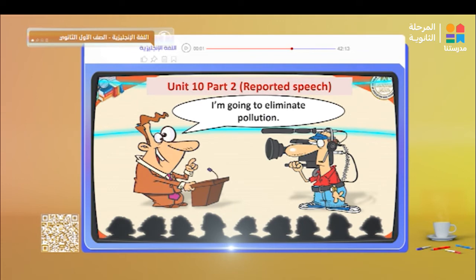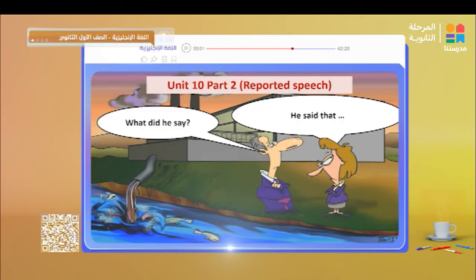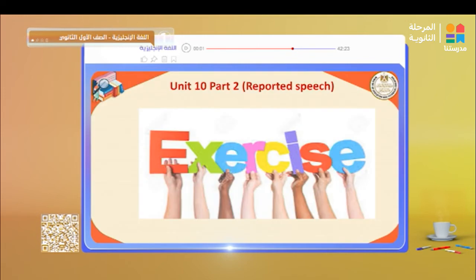Here we have another example. I'm going to eliminate pollution. What is eliminate pollution? It means to put an end to pollution. I'm going to eliminate pollution. What did he say? He said that he was going to eliminate pollution.